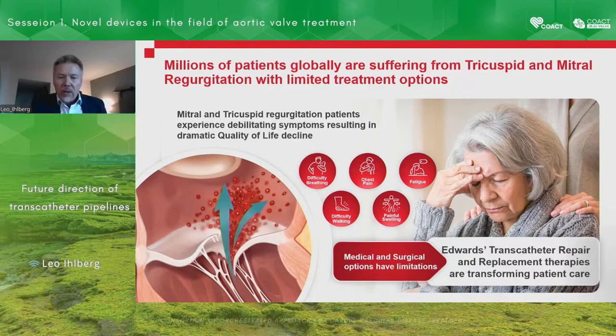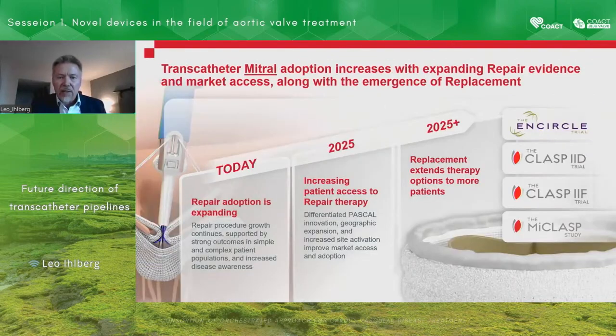What we currently know is that both the medical and the surgical options do have limitations. Within Edwards, we have been putting a lot of emphasis over the past years on developing both transcatheter repair and replacement technologies that are currently truly transforming this space. So in this slide, I give our overall view of where the mitral space is right now.